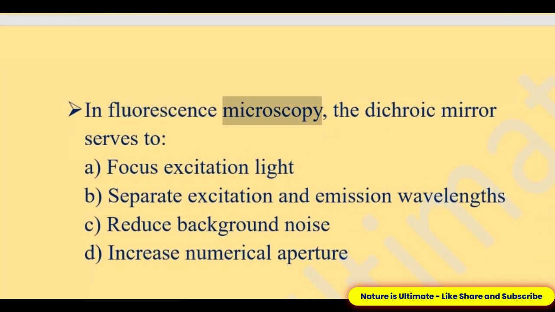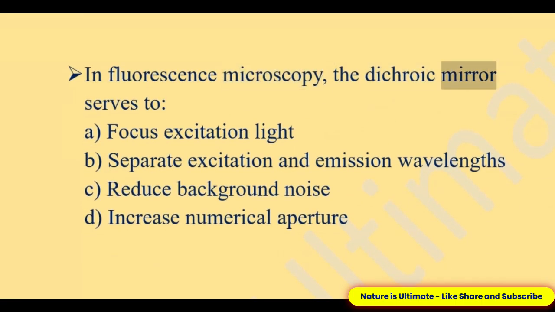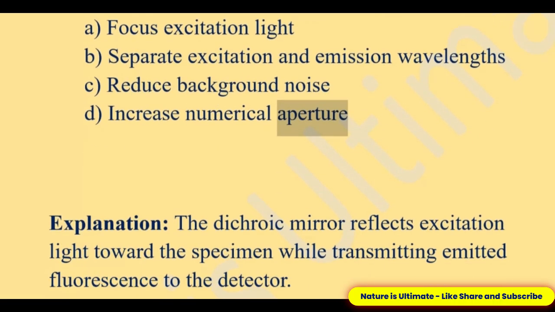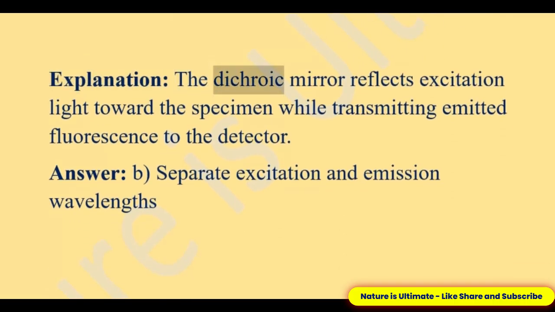In fluorescence microscopy, the dichroic mirror serves to: A. Focus excitation light. B. Separate excitation and emission wavelengths. C. Reduce background noise. D. Increase numerical aperture. Explanation: The dichroic mirror reflects excitation light toward the specimen while transmitting emitted fluorescence to the detector. Answer: B. Separate excitation and emission wavelengths.